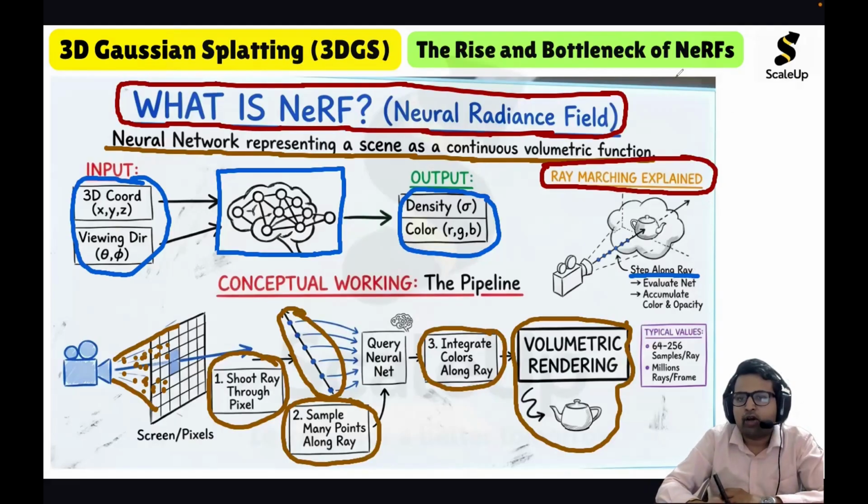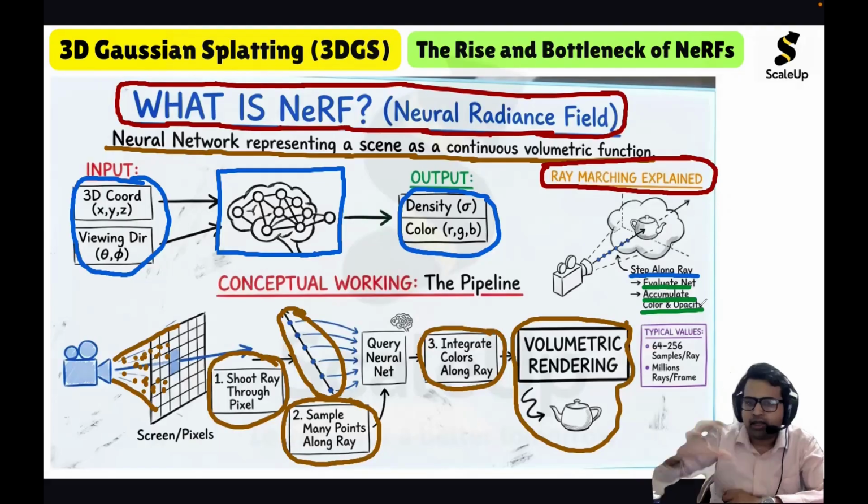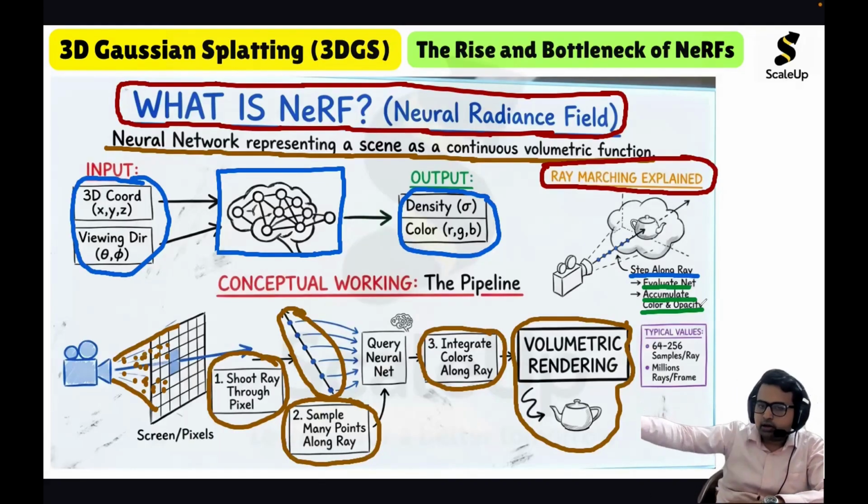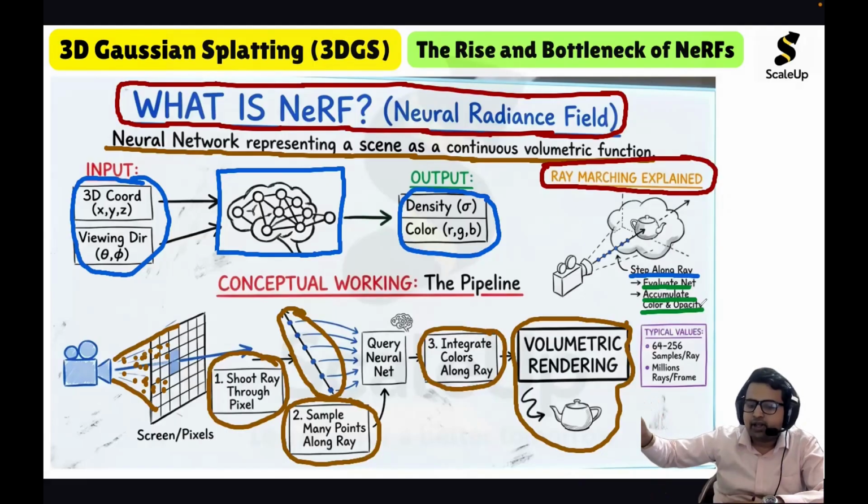Step through space along a ray is ray marching. So evaluate the network, accumulate color and opacity. Ray marching is I am pointing to an object. So this is my ray. Along my ray, all the points will be sampled, and I will evaluate the network repeatedly for all the points. I'll accumulate the color and opacity and I'll render the object, so the scene as looked from that angle.